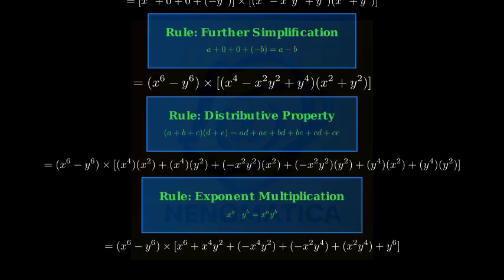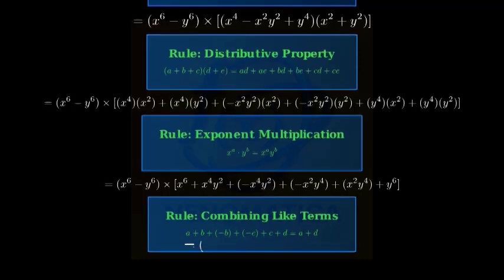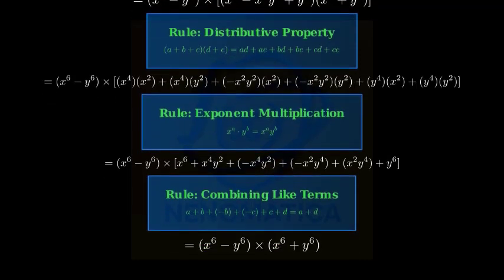Now, we can combine like terms in the second group. We have x to the sixth, x to the fourth y squared plus negative x to the fourth y squared, which gives us 0, and similarly x squared y to the fourth plus negative x squared y to the fourth also gives us 0. And finally, we have y to the sixth.